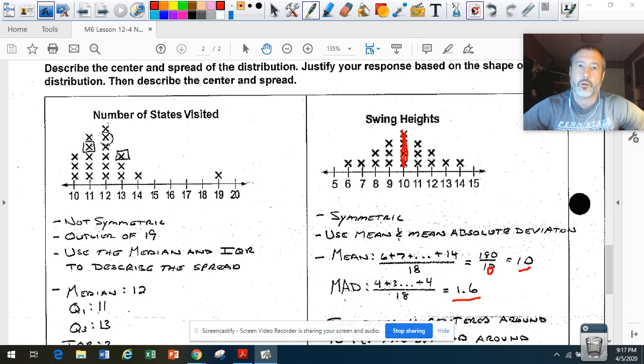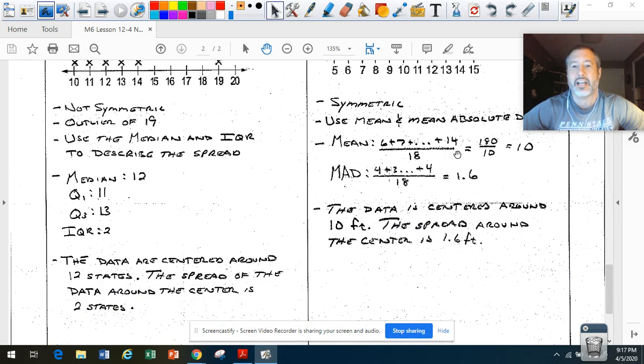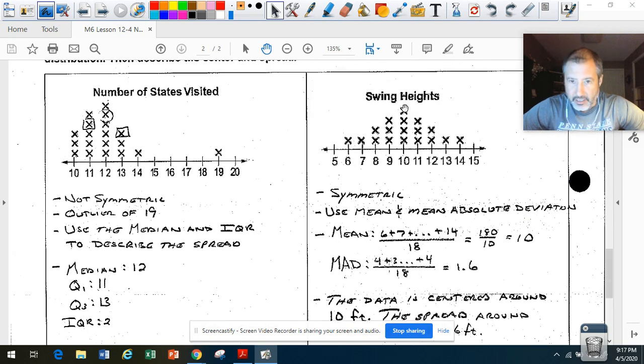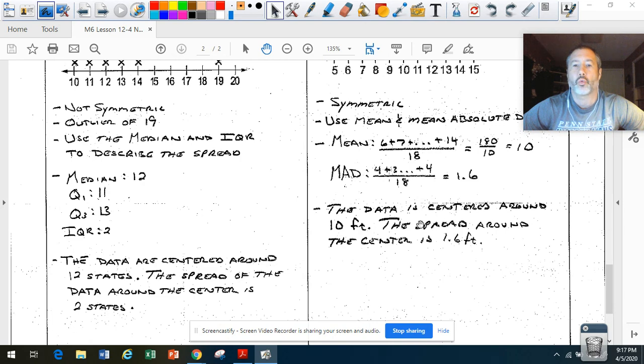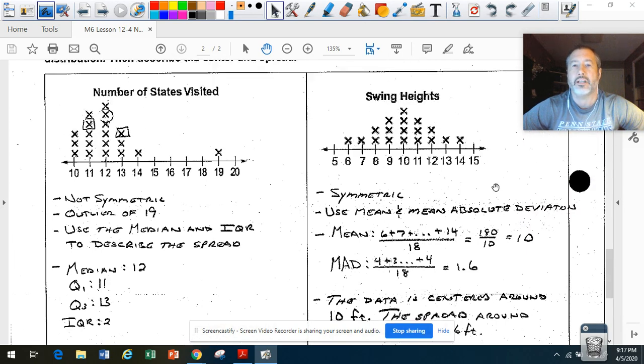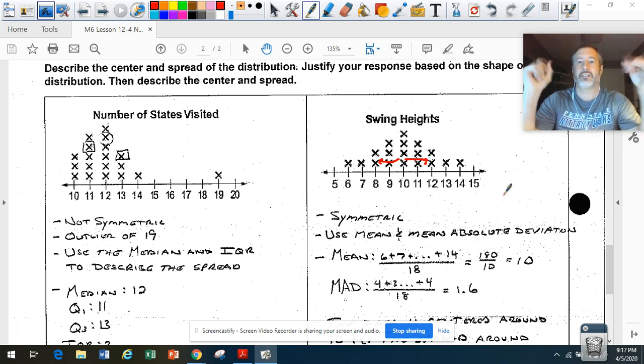So let's see how we would describe this. It says the data is centered around 10 feet. Yes, this is our center point here. Then it says the spread around the center is 1.6 feet. So basically, it's saying we're going about 1.6 feet left and 1.6 feet right, and that's where the spread of our data is.